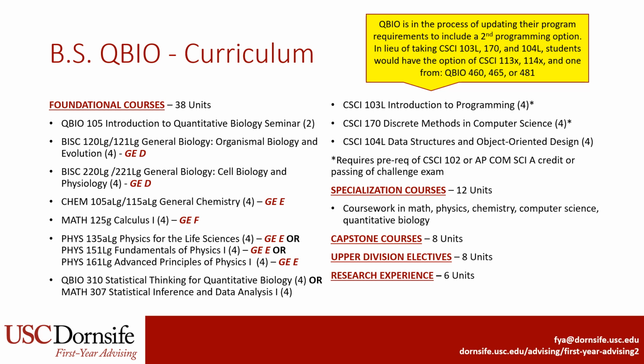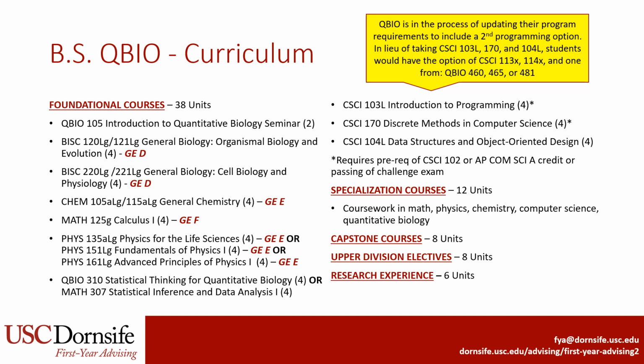There are 38 units of foundational coursework designed to give students a broad foundation in the sciences. The coursework includes an introductory seminar, 2 semesters of general biology, 1 semester of general chemistry, calculus, 1 semester of physics, along with 1 semester of statistics. There are 3 required programming-related classes, CSCI 103, 170, and 104.